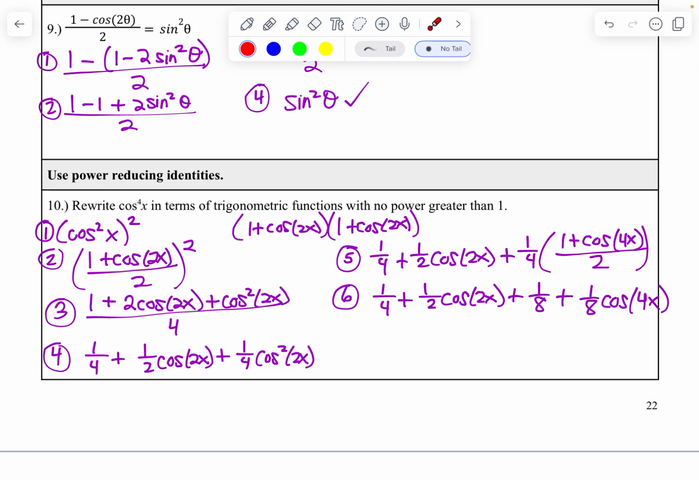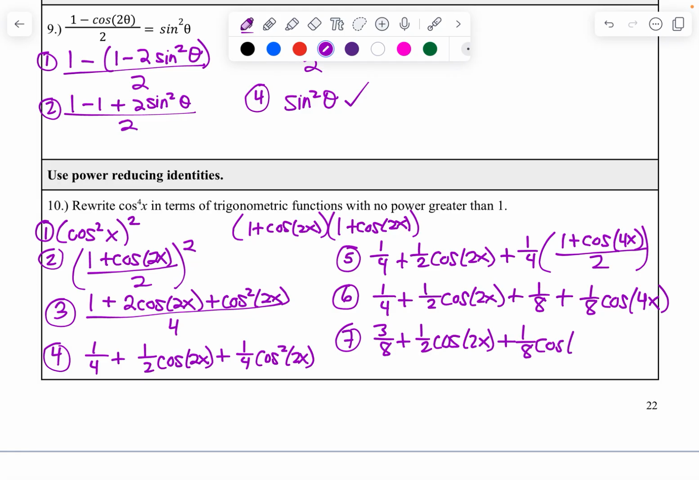And so now we can add together our constants, so we can at least combine these. So 1/4 would be 2/8 plus the 1/8 gives us 3/8 plus 1/2 cosine of 2x plus 1/8 cosine of 4x. Or if you want it in factored form, 1/8 times 3 plus 4 times the cosine of 2x plus the cosine of 4x. Either one of those would be acceptable.